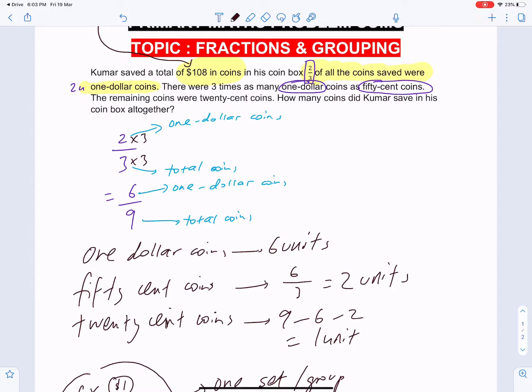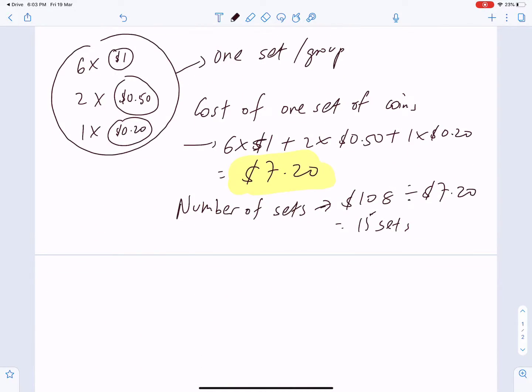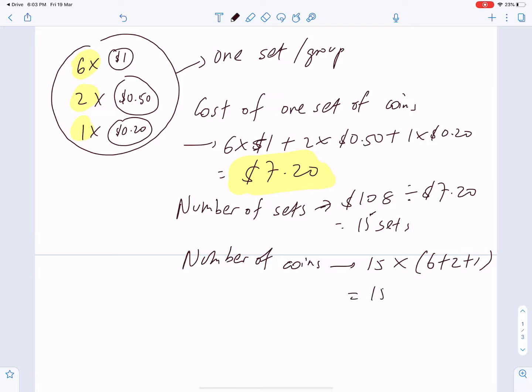The question is, how many coins did he save altogether? 15 sets. Number of coins is 15 sets multiplied by what is in each set, my friends. There's 6 $1 coins, 2 50-cent coins, 1 20-cent coin. So 15 times 6 plus 2 plus 1 first, 15 times 9. Let's do that. Final answer, 135 coins. So go ahead, pause this video, try this question out again.